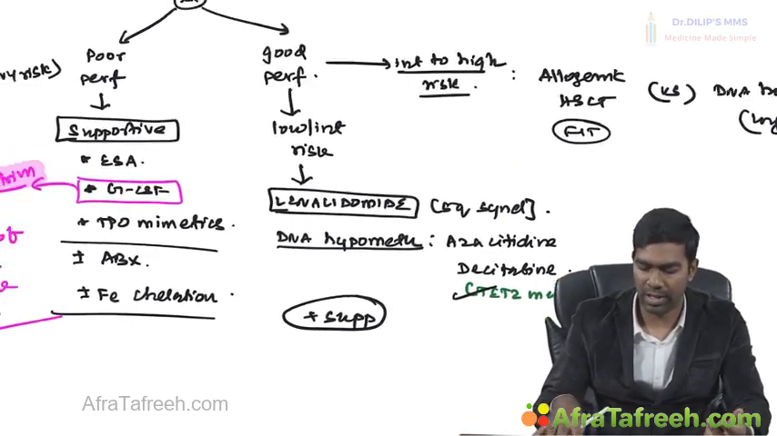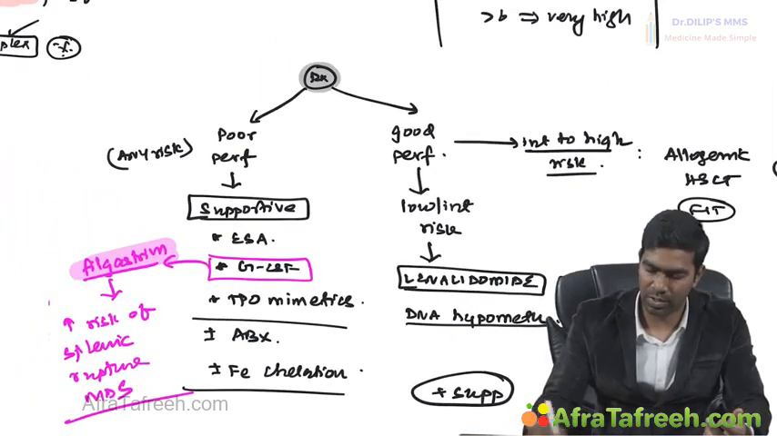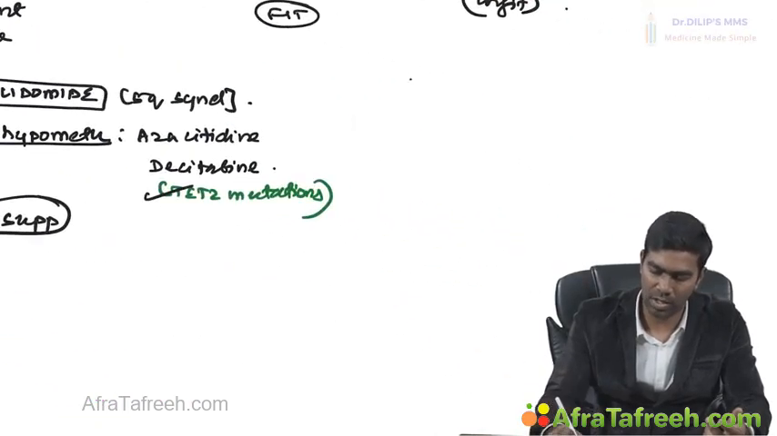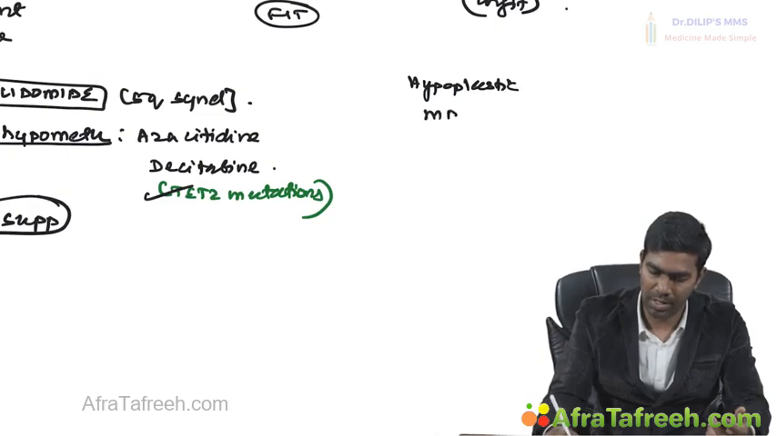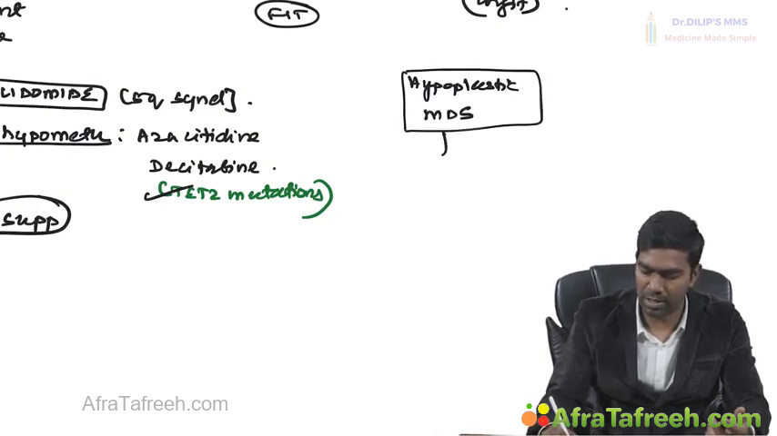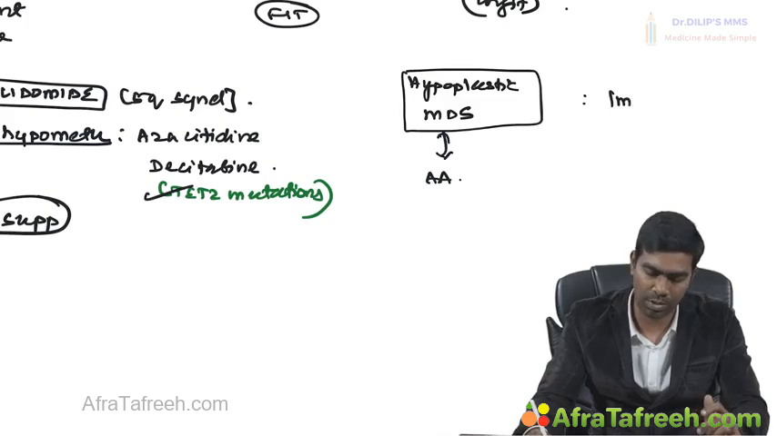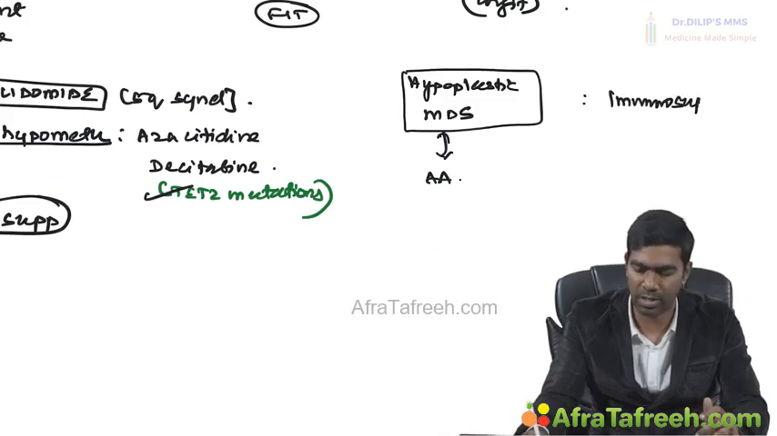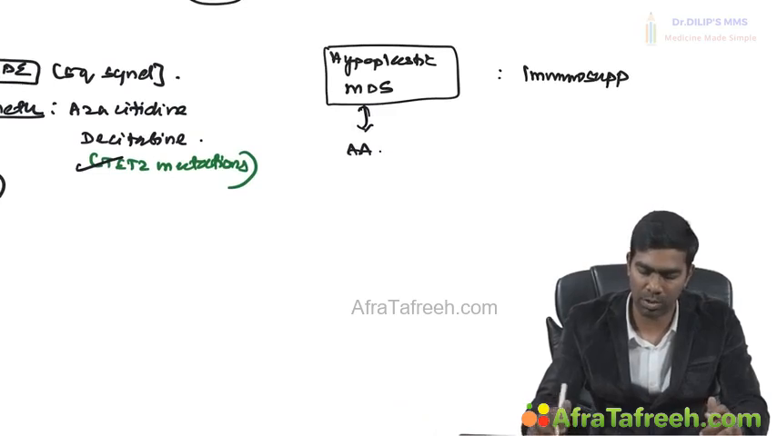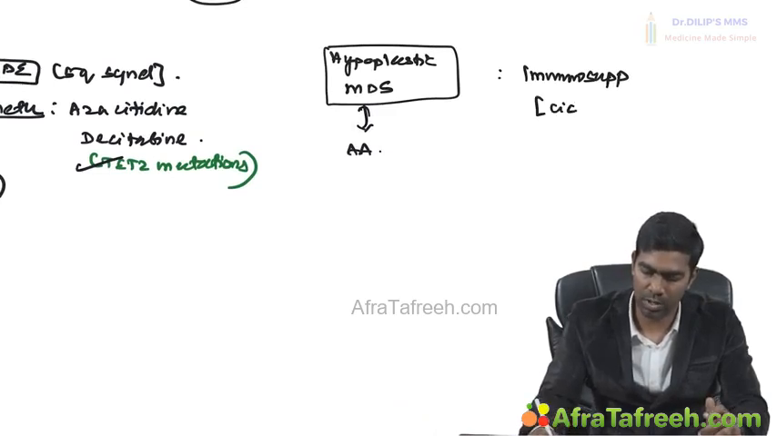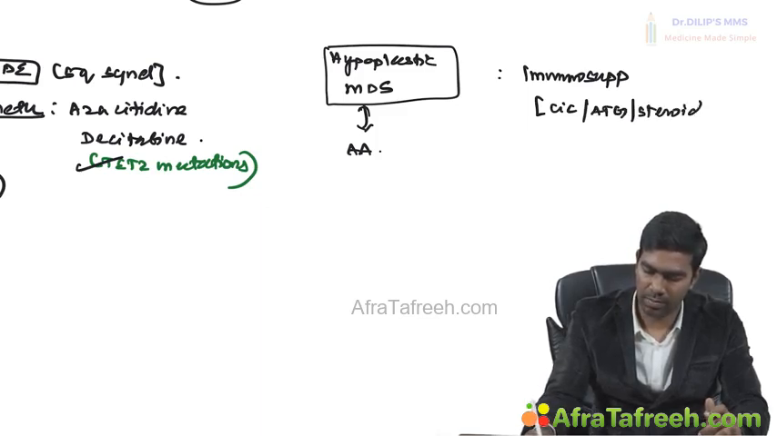Okay, this is all for routine MDS, but there is another entity I told you about, hypoplastic MDS. Remember, hypoplastic MDS overlaps with aplastic anemia. That is the reason we ideally treat this with immunosuppression, just as we treat aplastic anemia. You treat with immunosuppression with either cyclosporin or ATG and steroids, plus or minus hematopoietic stem cell transplant.